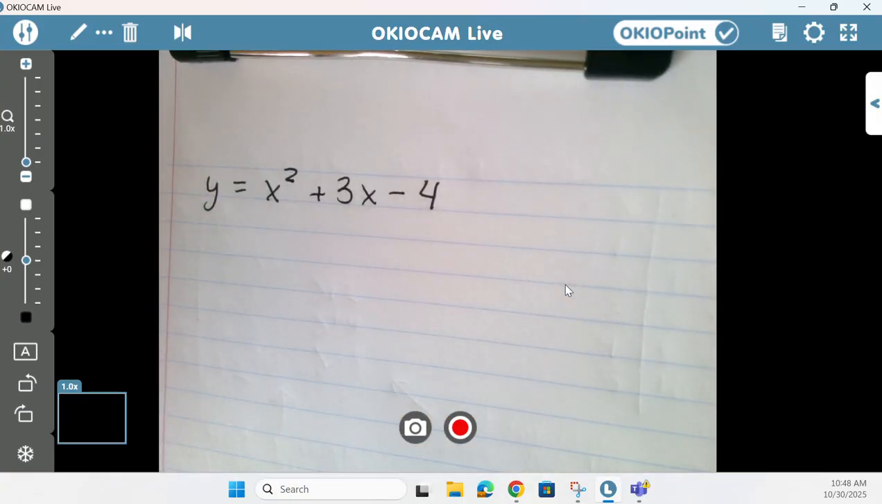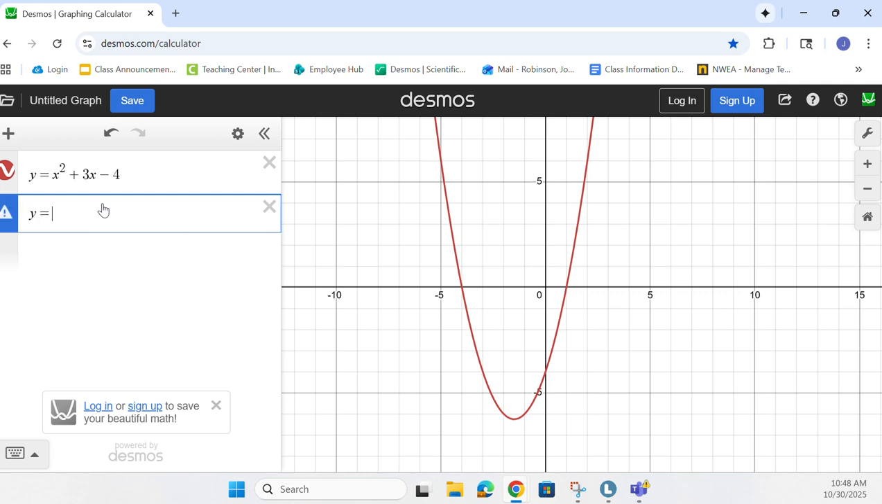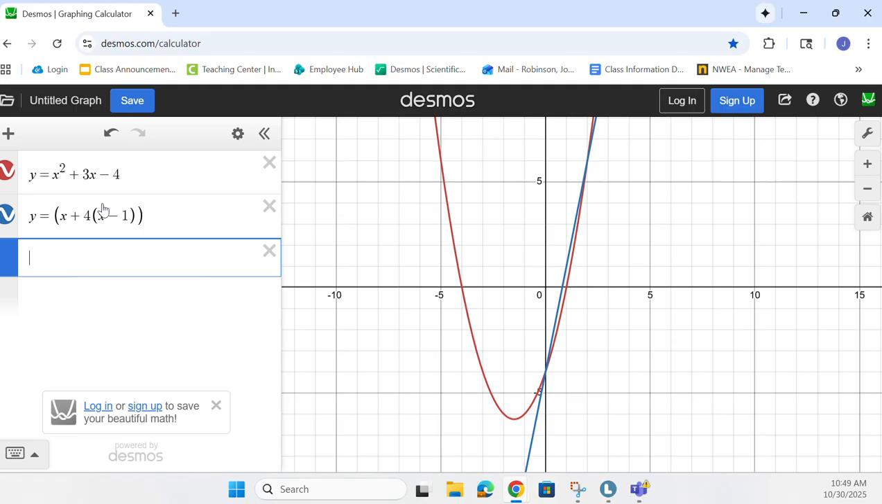We also went over to Desmos and we typed in the second one to see if it matched. And I said, well, if it's the same line, then you know that that's the answer. All right, so we're going to type in y equals (x plus 4)(x minus 1). I do not have the same line because I have a mistake.